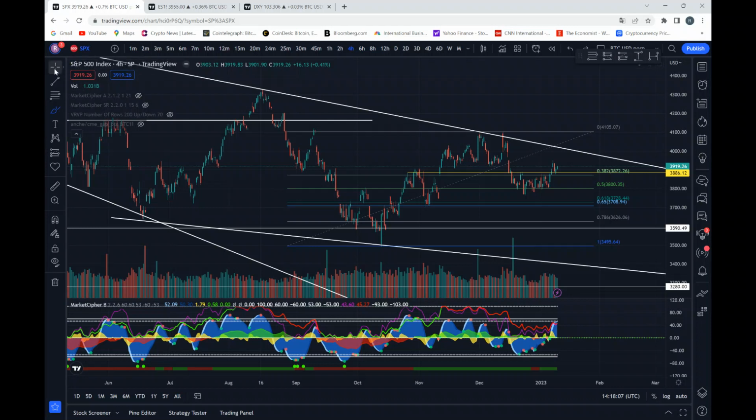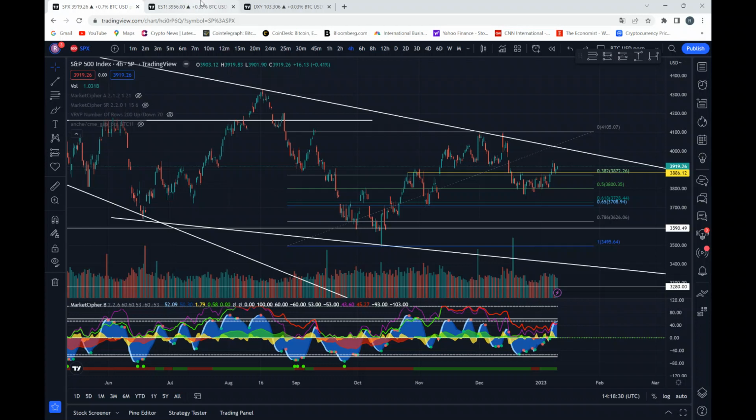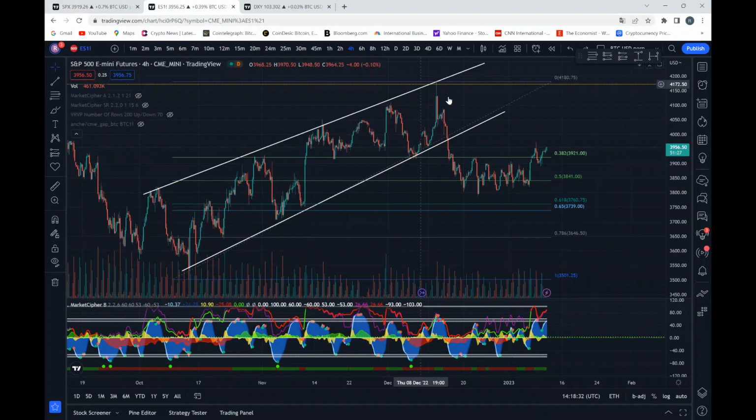So I always like to use the ES1, also the S&P futures market, because that one is more fluent, has more trading hours, and doesn't have these opening and closing gaps. So you're actually looking at exactly the same thing. One is the futures, ES1. If you want to look at it in TradingView, just type in ES1 exclamation mark and you get it right away. And the other one is the S&P 500, also called the SPX.